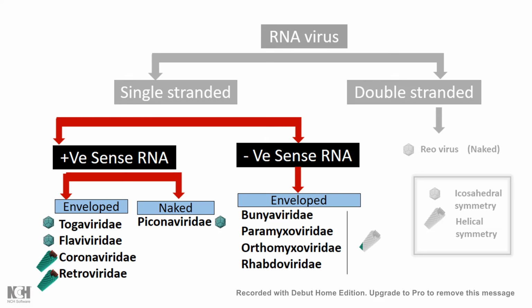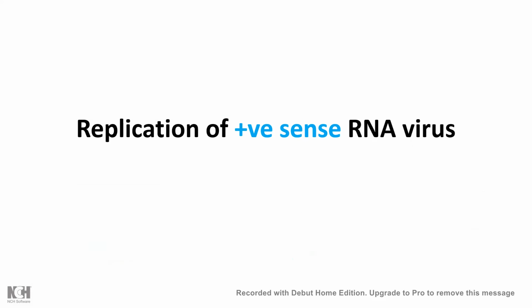A positive sense RNA virus and a negative sense RNA virus use different strategies to replicate inside the cell and to assemble inside the cell. So we would understand the processes at the end of this video. So stay tuned till the end of the video. So let's talk about the replication of positive sense RNA virus first, and then we talk about the negative sense.